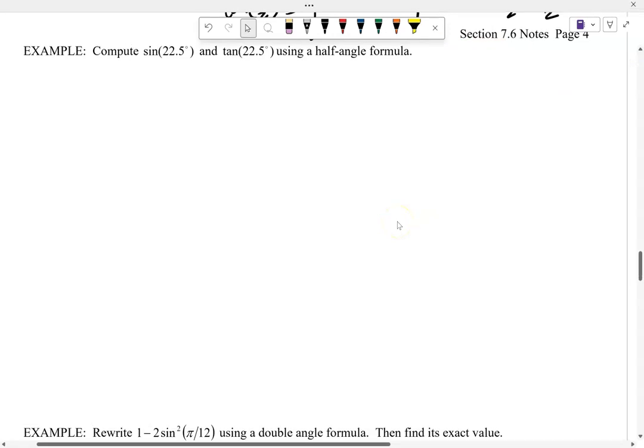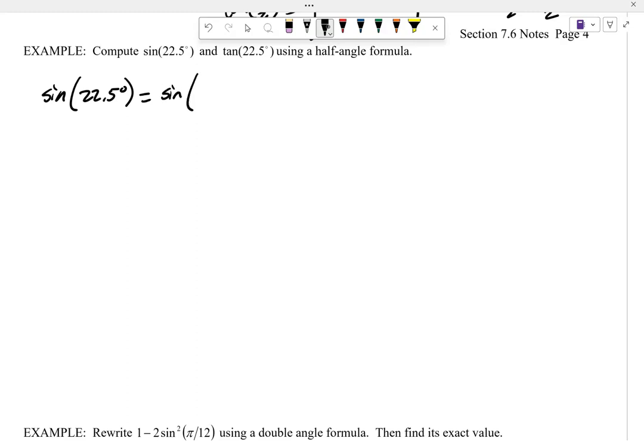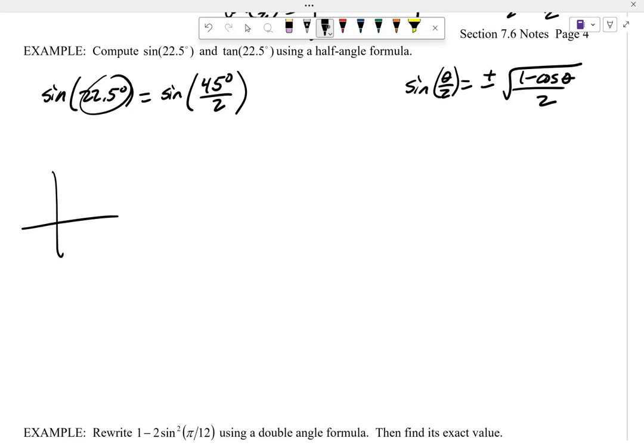All right, so let's now use the half angle formulas to find the exact value of the sine of 22.5 degrees. Obviously we don't have 22.5 degrees on our formula sheet. But we do have 45 degrees, and I know 45 over 2 is 22.5, right? 45 divided by 2 is 22.5. So then I look at my formula sheet and I'm like, oh, the sine of theta over 2 is plus or minus the square root of 1 minus cosine theta all over 2. Well, 22.5 degrees is in quadrant 1, so I know it's the positive one, right?